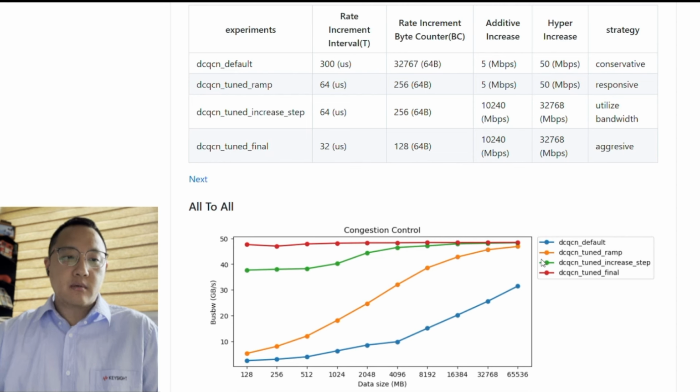This suggests that the conservative configuration performance is limited and does not fully utilize the network bandwidth. The DCQCN tuned ramp configuration, represented by the orange line, demonstrates a significant bandwidth advantage when handling larger data size, like 32 and 64 gigabyte. However, it fails to effectively utilize the network bandwidth for smaller data size, like 128 and 256 megabyte. The DCQCN tuned increase step configuration, represented by the green line, which increases the rate additive and hyper steps, exhibits excellent bandwidth performance.